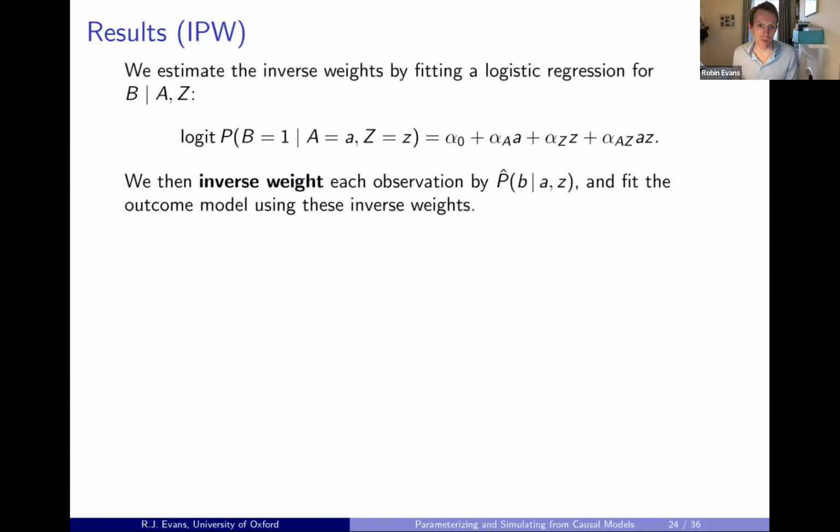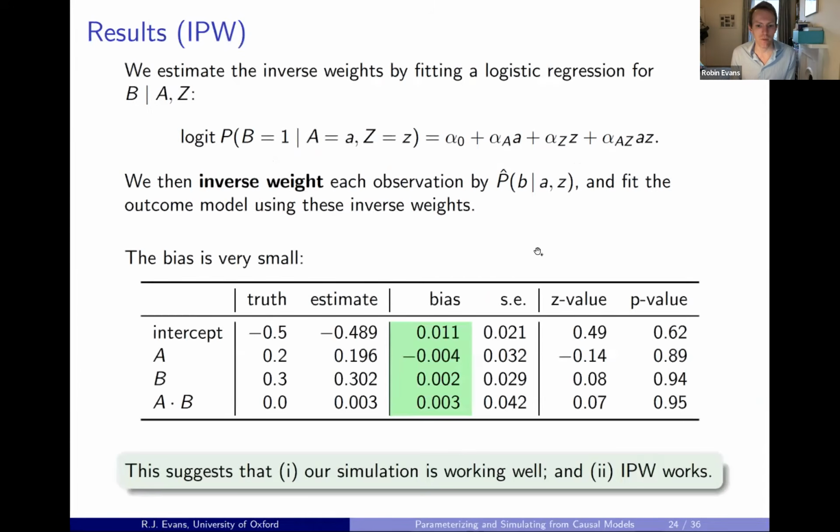Alternatively, we could do some causal inference and actually estimate this by using inverse probability weighting. So let's fit a logistic regression for B given A and Z, because we know that this model is correctly specified. Then we can inverse weight each of the observations to get a pseudo population and fit an outcome model using those inverse weights. This time we see that the bias is much smaller. In fact, in every case, it's within one standard error of the true value of these parameters. So this suggests two things. First of all, our simulation is working. Excellent. And second of all, it suggests that inverse probability weighting does what it's supposed to, which is a nice side effect.